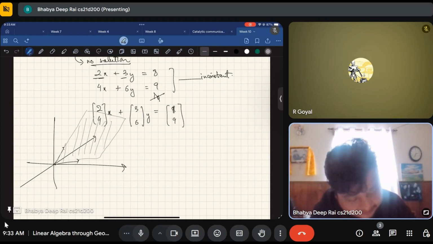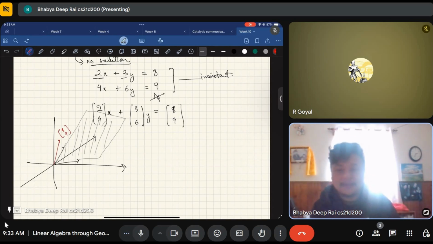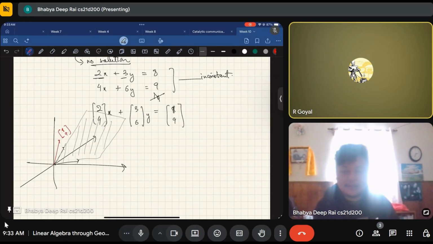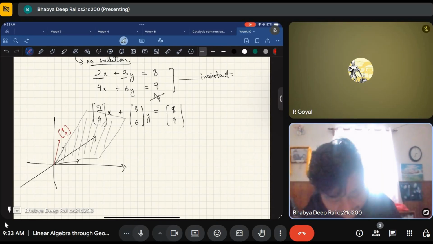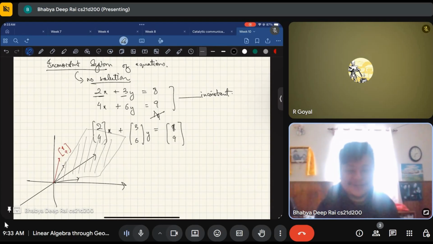Okay, and 8 9 is somewhere here. Right. Yes. Okay, so that is how you see it. So checking for inconsistency means that no matter what you do, it is not possible to get to 8 9 doing linear combinations.